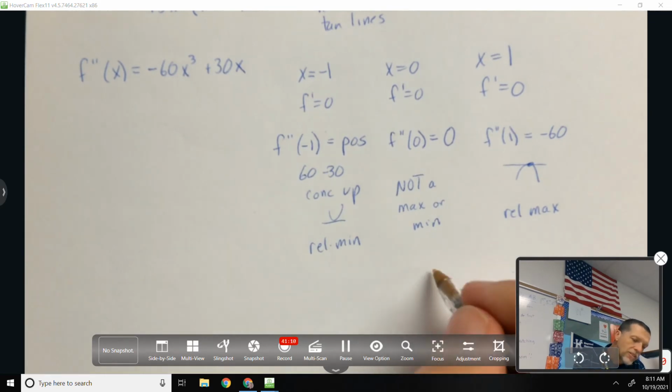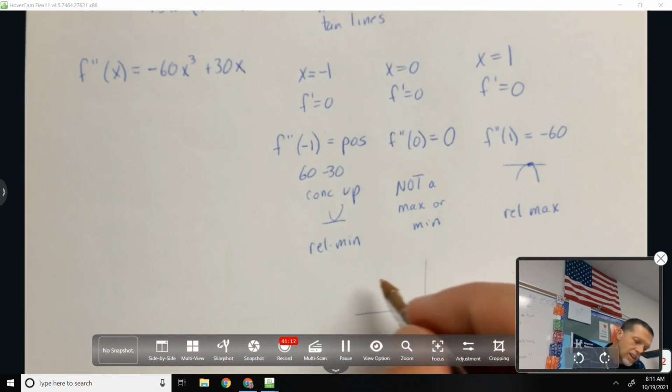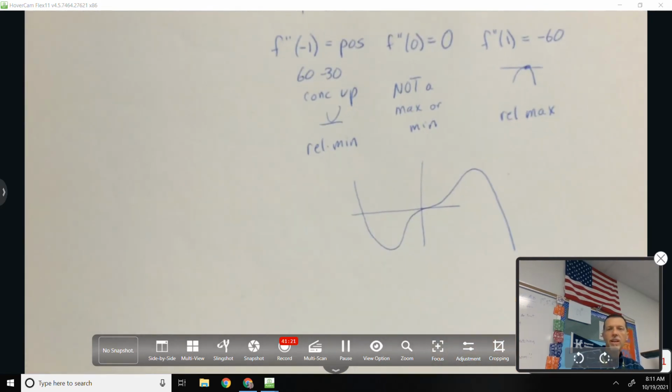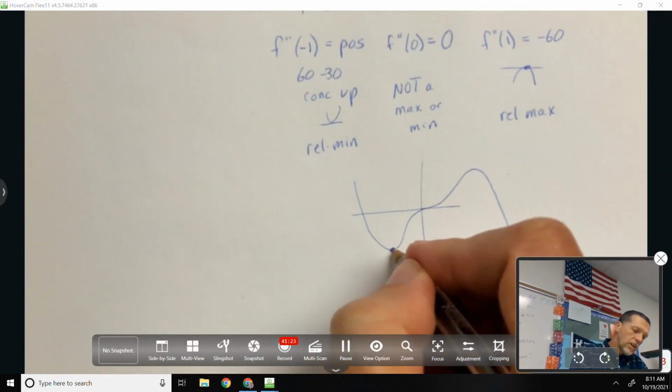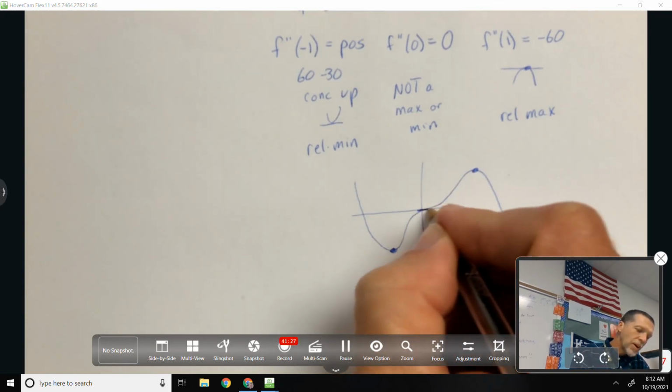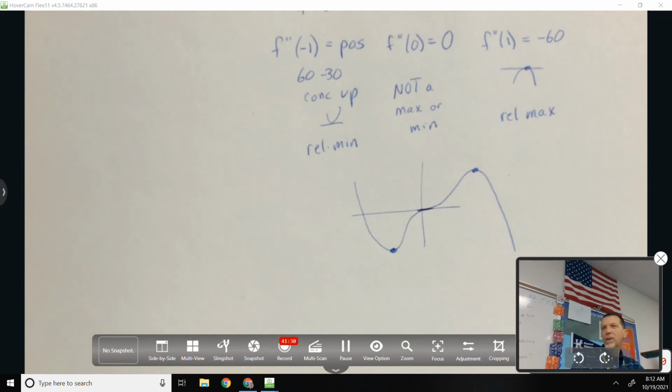Roughly what this graph looks like is something like that. So there's our min, there's our max. There's a flat spot, but it's not a max or a min.